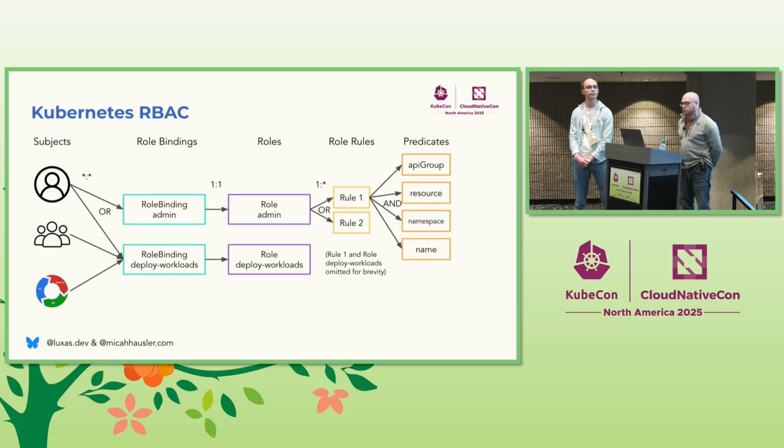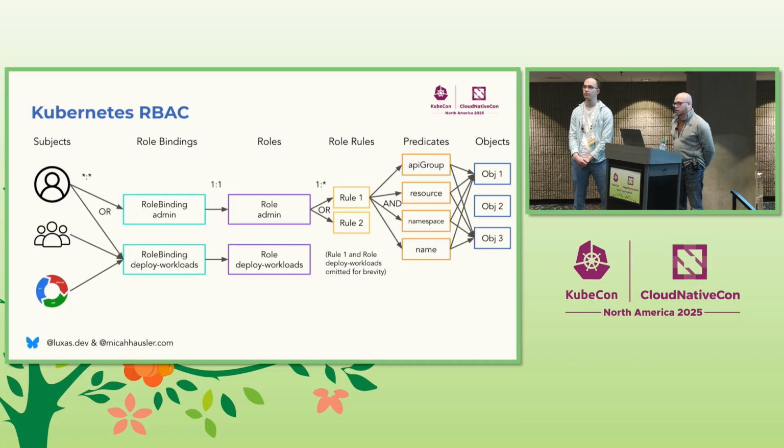But within that rule set, you have multiple fields. You have API group, resource, namespace, name, maybe sub-resource in there. These are all ANDed together. Within this rule, these predicates must all be ANDed together for this request to pass. So there's this combination of ORs and ANDs in RBAC's role bindings and cluster role bindings. And then the objects themselves are referenced basically by this metadata.